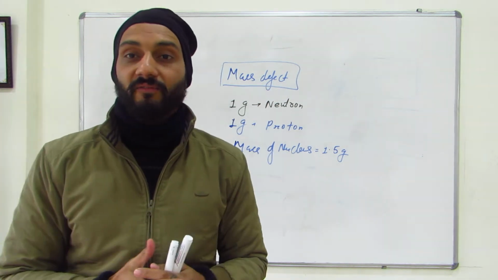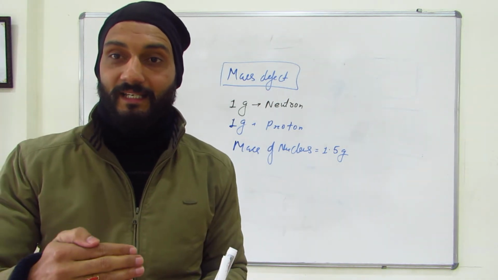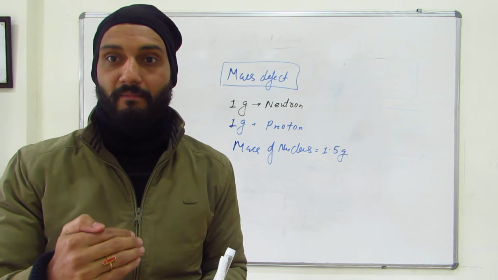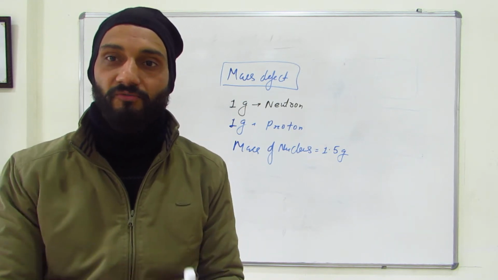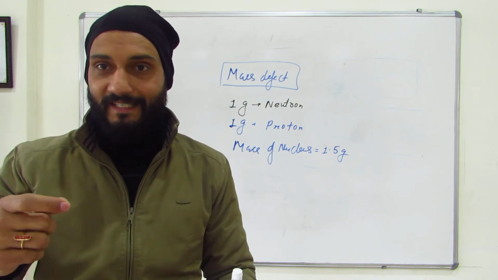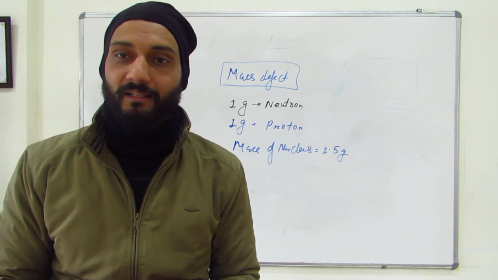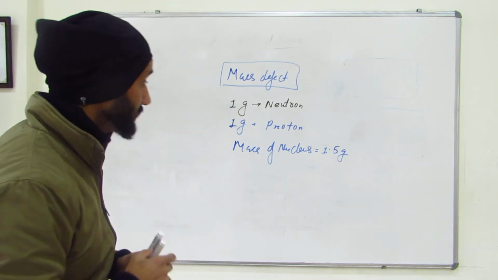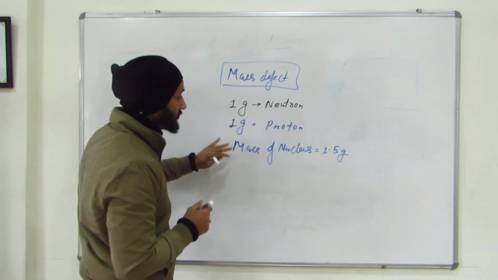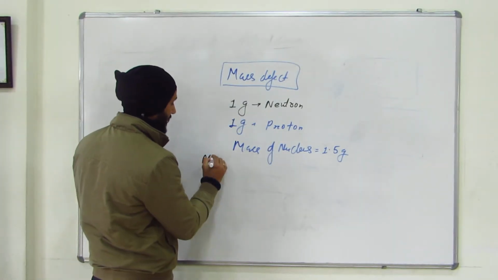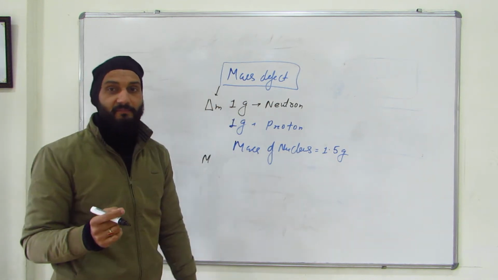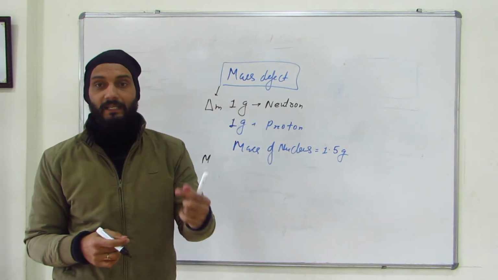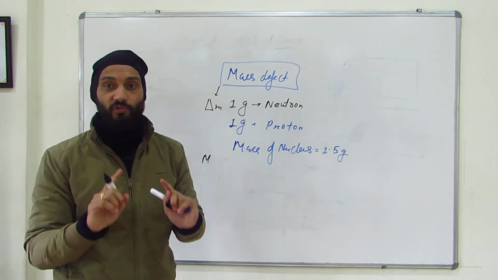So what is mass defect? Mass defect is basically the decrease in the mass when individual nucleons are combined together to form the nucleus. This decrease in mass is what we call the mass defect, right? So how do I calculate this mass defect? Mass defect is denoted by delta m, which is the change in the mass. Specifically, it is the decrease in the mass when forming the nucleus.